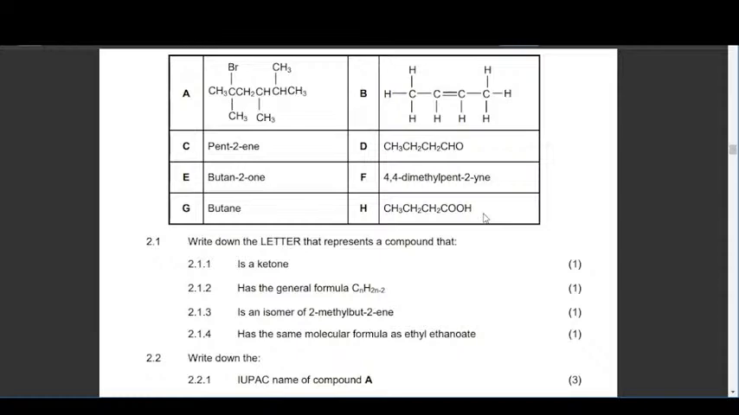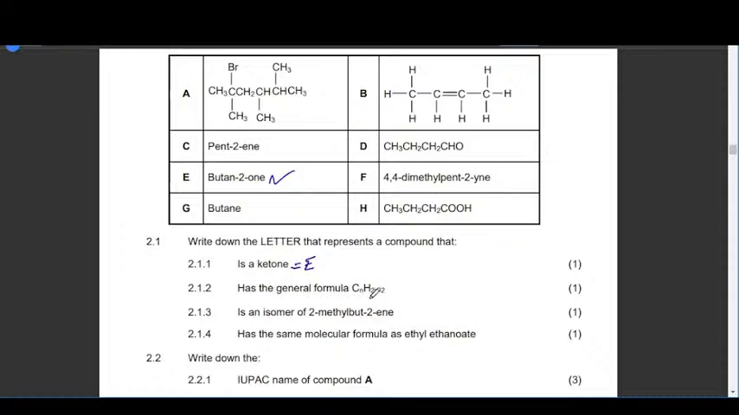2.1, which one is a ketone? Which one is a ketone? See, if you had classified them, you'd have known them very fast. So ketone, no, alkene, alkene, no, aldehydes. Ketone is here. So the answer is going to be E.